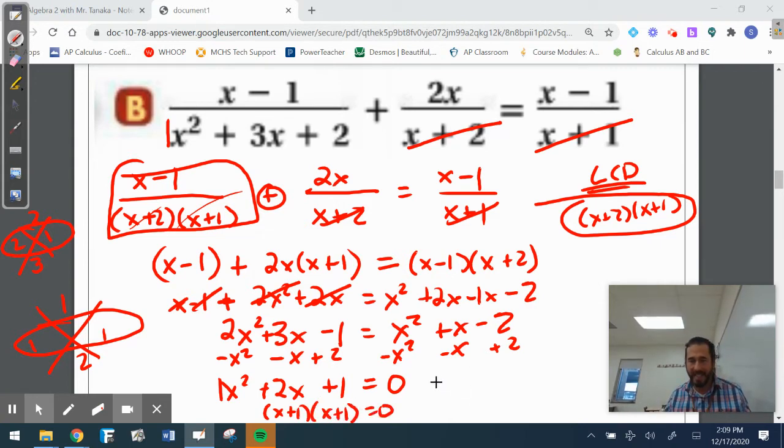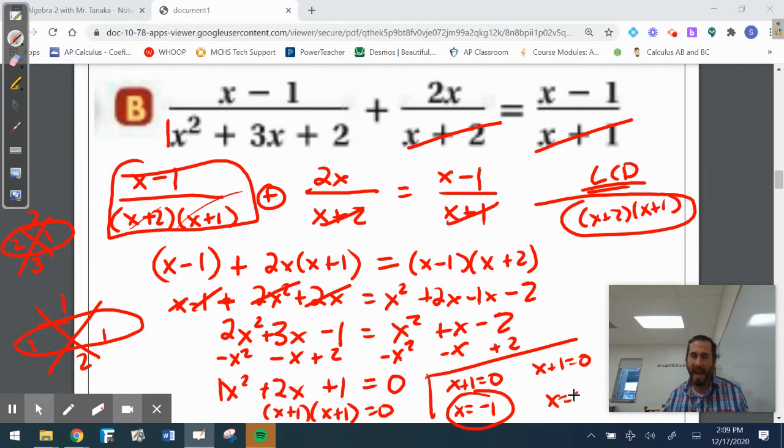Remember, 2 parentheses like that means I got to solve both of them. x plus 1 equals 0. Minus 1 minus 1, it equals negative 1. And guess what? Since the second one is the same exact, do I really have to do it? No. I get one answer. They're the same answer. But the question is, is negative 1 allowed to be an answer? And guess what, class? It is not.